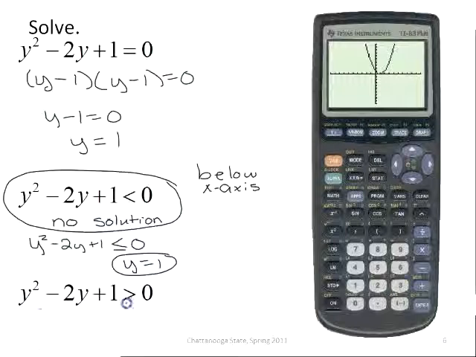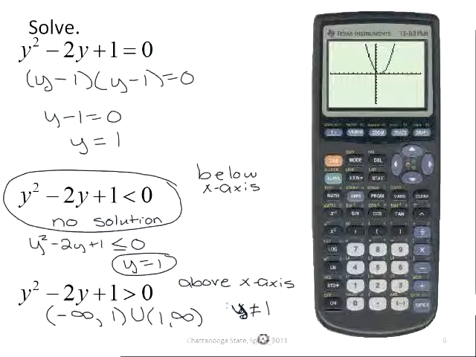Now, if I look here, I want to know where my graph is above the x-axis, not including the x-axis, just above the x-axis. And it is above the x-axis everywhere except that one place where it touches the x-axis. So it's going to be above the x-axis for x's that go from negative infinity up to 1, don't include the 1, and then from 1 to positive infinity. Or in other words, everywhere that x does not equal 1, or y, I guess, is not equal to 1.